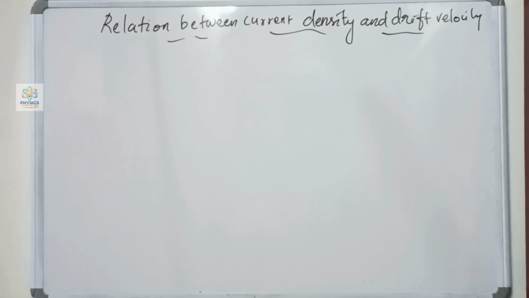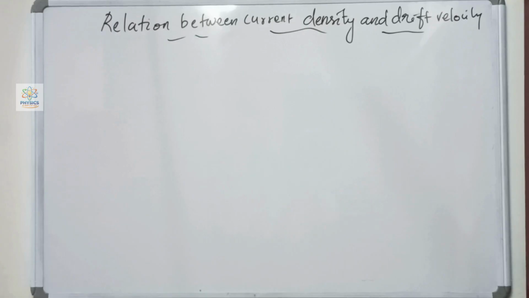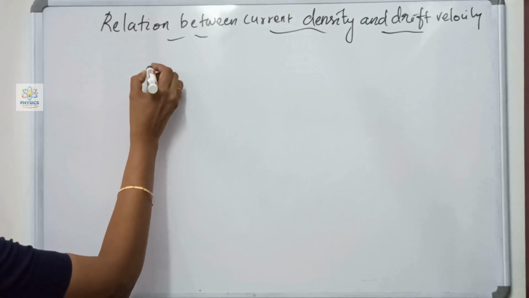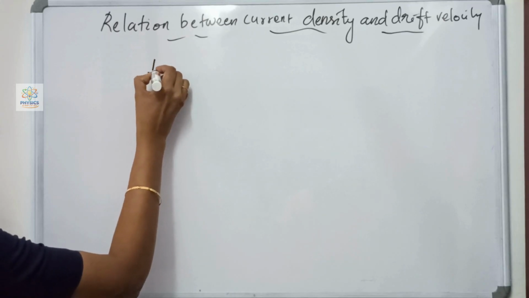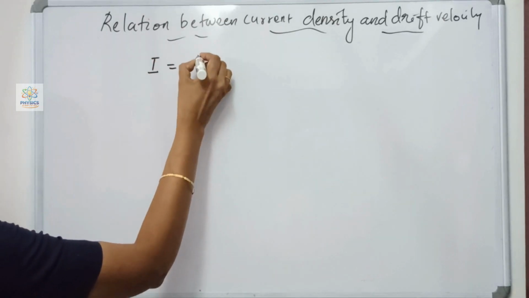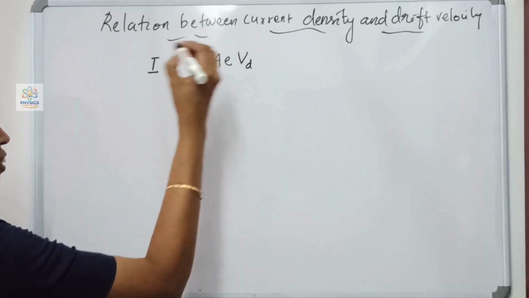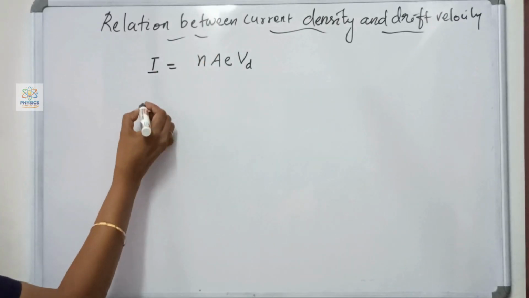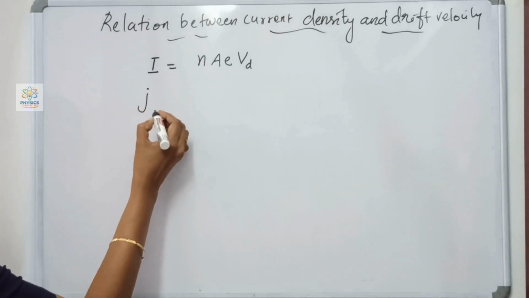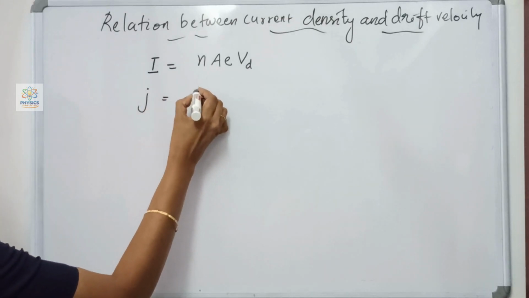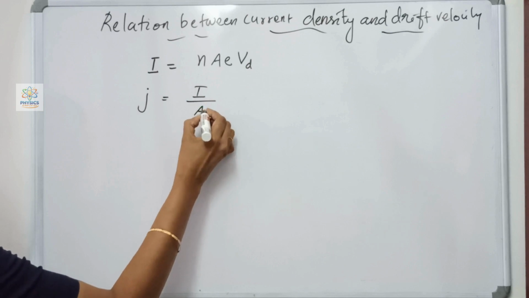Next we have to derive the relation between current density and drift velocity. We know this equation: current is equal to NAE into VD. Current density, we know the formula, J is equal to I by A.